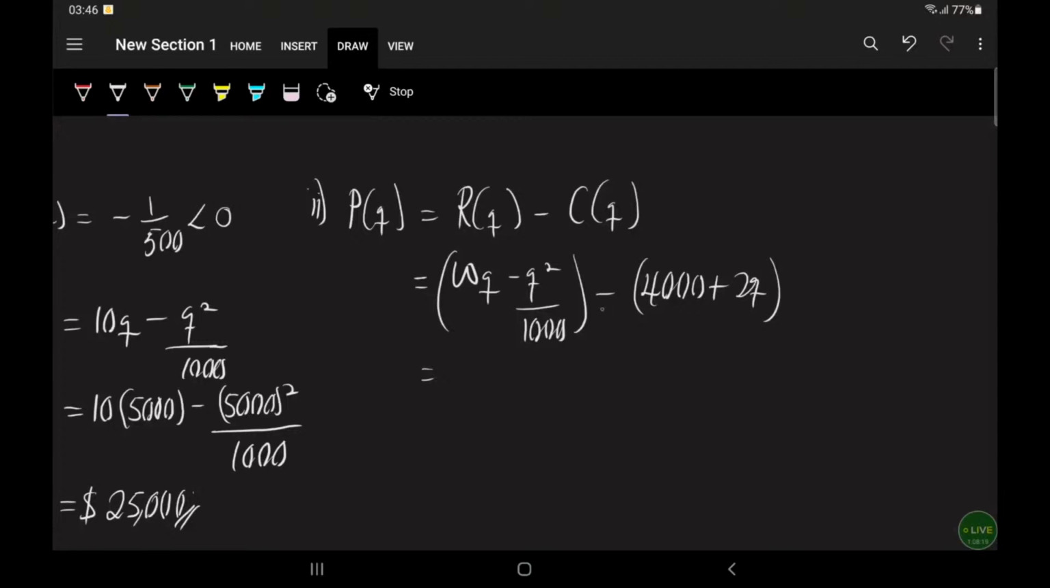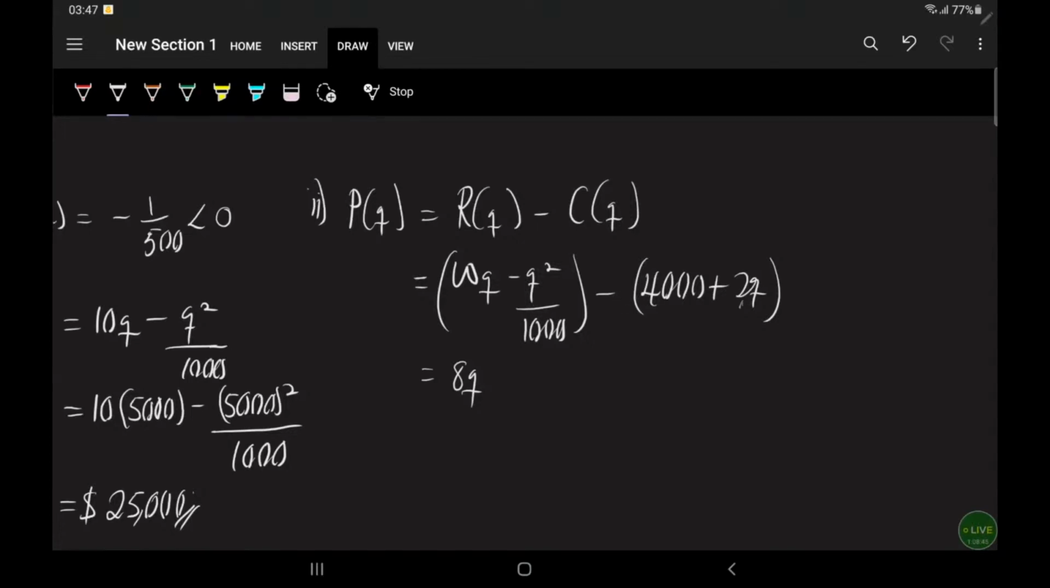Remember this negative sign here affects whatever is in the bracket, which is 4,000 plus 2q. So by convention, if I open the bracket, I can see that the 2q is going to change from positive to negative, right? So when I subtract from 10q, it's going to give me 8q. Is that okay? And I'll do the same. I also have the negative sign affecting the 4,000, right?